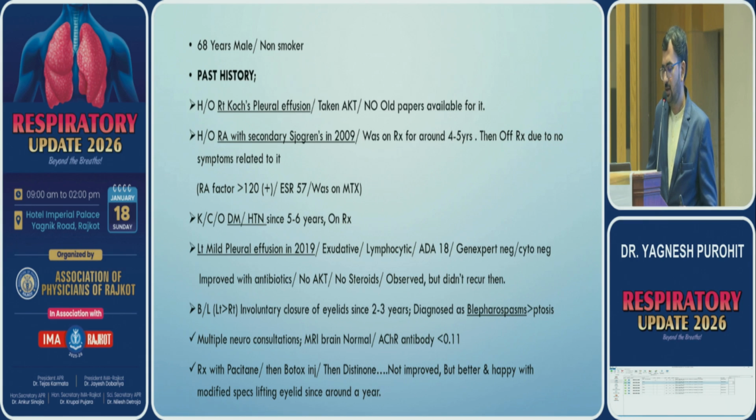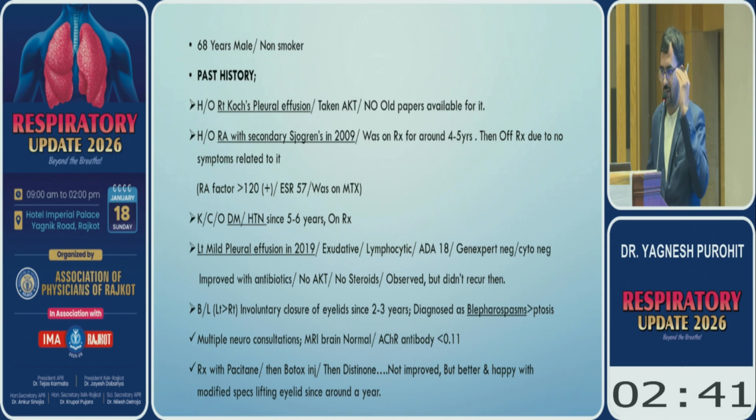History of bilateral involuntary closure of eyelids since 2 to 3 years, diagnosed as blepharospasm. Multiple neuro consultations, MRI was normal, acetylcholine receptor antibody was negative. Treated with Pacitane, Botox injection, Distonin, but nothing worked. But he was now happy with modified specs, which were lifting his eyelids, since around a year.